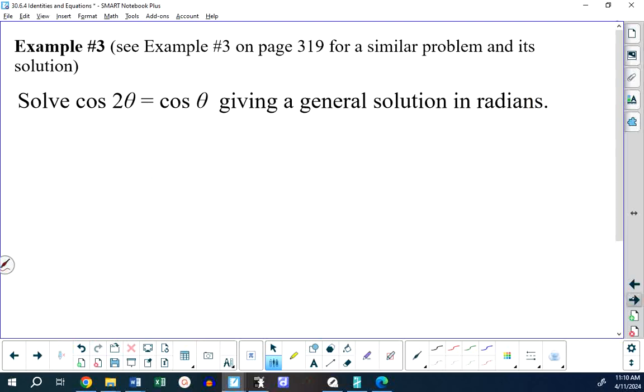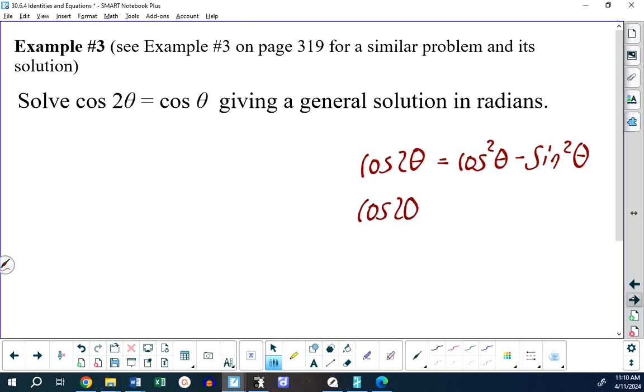Number 3, cos 2 theta equals cos theta, and we want a general solution this time. Well, you have options. For cos of 2 theta, I can substitute in cos squared theta minus sine squared theta. And I can use that with more work to get to the answer. Okay? Or I could put in for cos 2 theta 1 minus 2 sine squared theta.